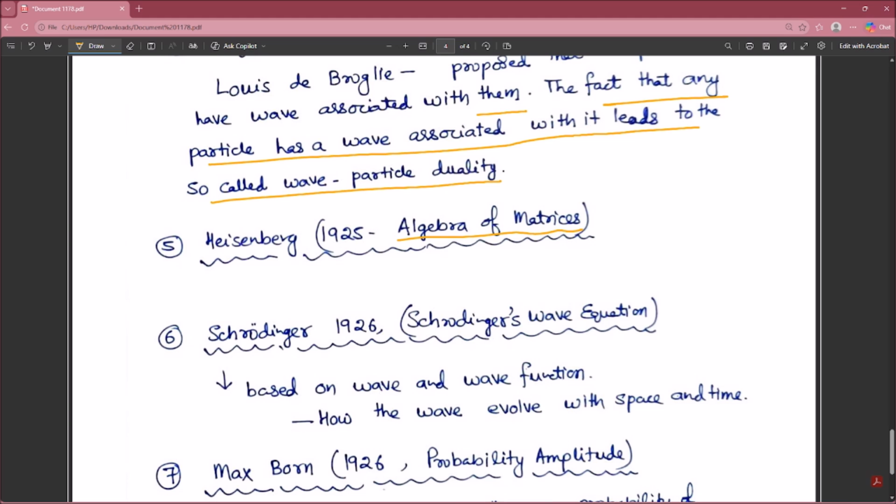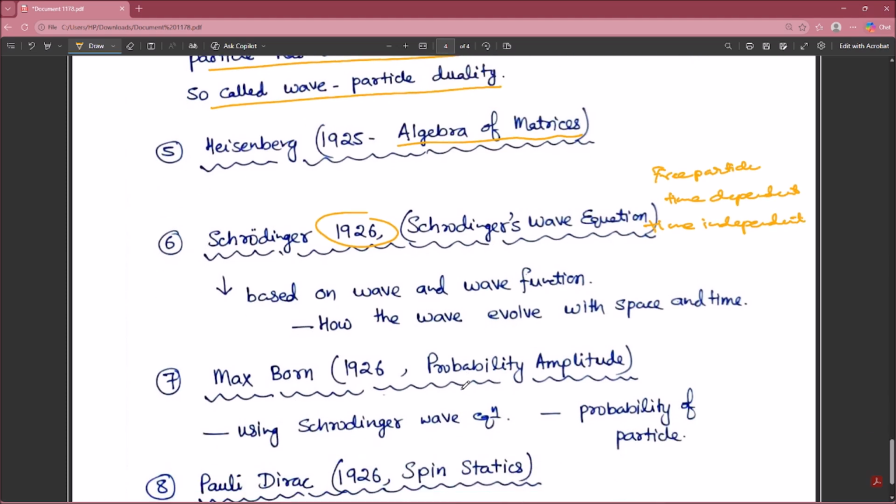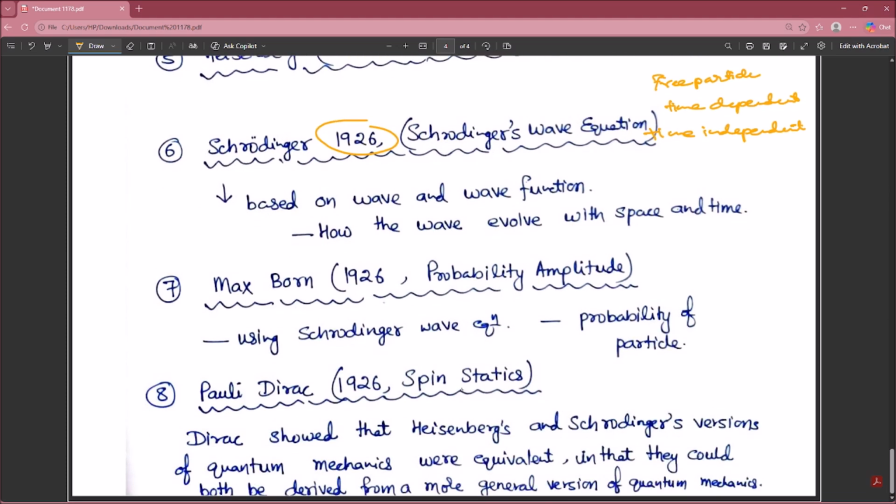We discuss in the first chapter the Schrodinger wave equation for the free particle. And there are another two types, that is the time dependent and time independent Schrodinger equation. And the seventh one is Max Born, 1926, probability amplitude. He gave the probability of finding the particles. We will see in a later class that the probability of finding a particle is mod of psi square.